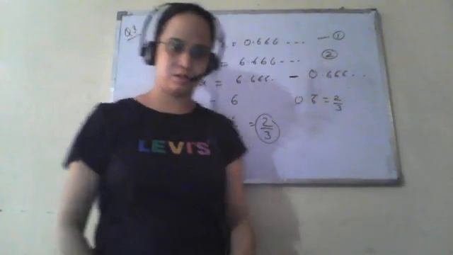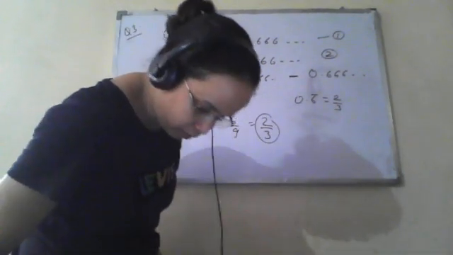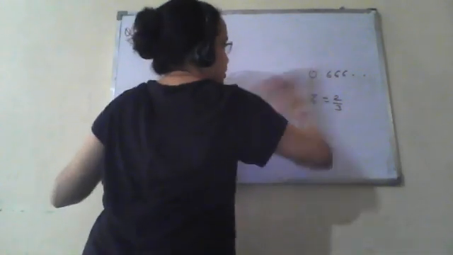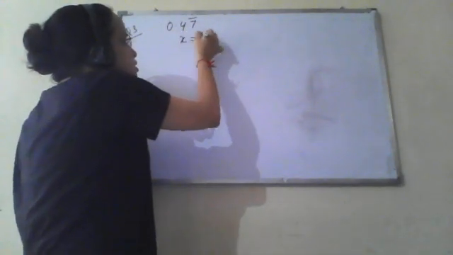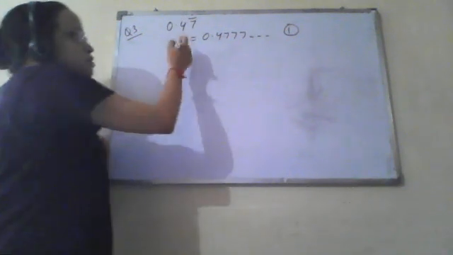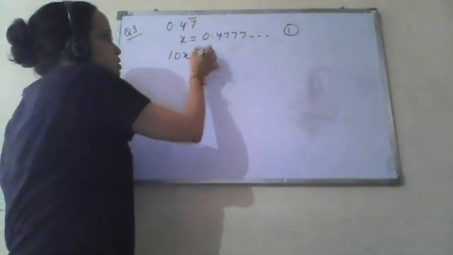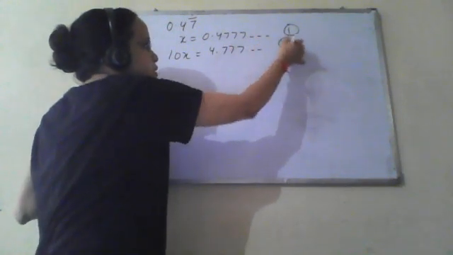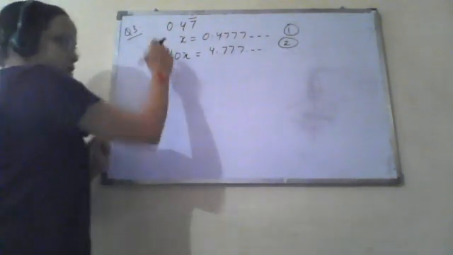So the next part is 0.47 and the bar is on 7 only. Clear? So next is 0.47, bar is on 7 only. So we'll assume x equals 0.4777, and this is equation number 1. The bar is on 1 digit, so we'll multiply by 10. So it will become 10x equals 4.777. This will be equation number 2. So subtract 1 from 2.